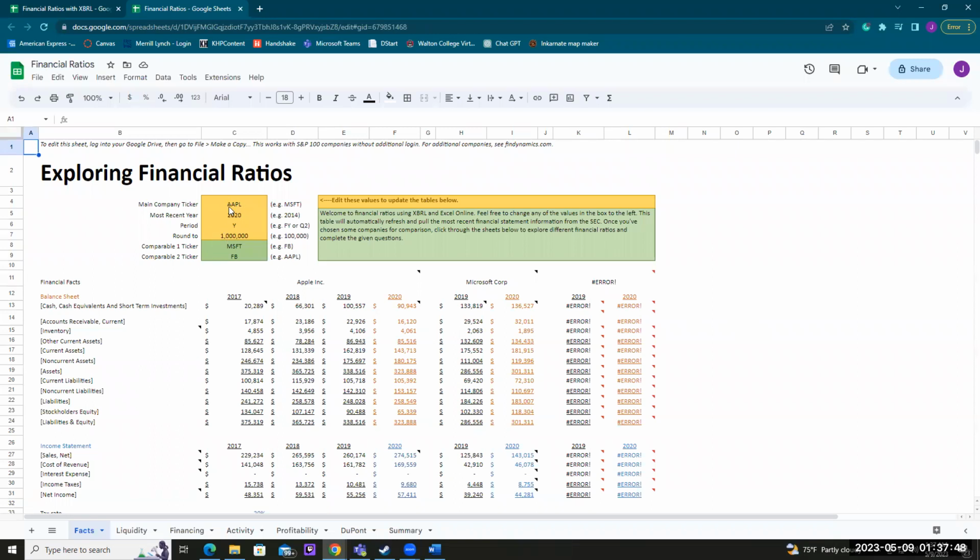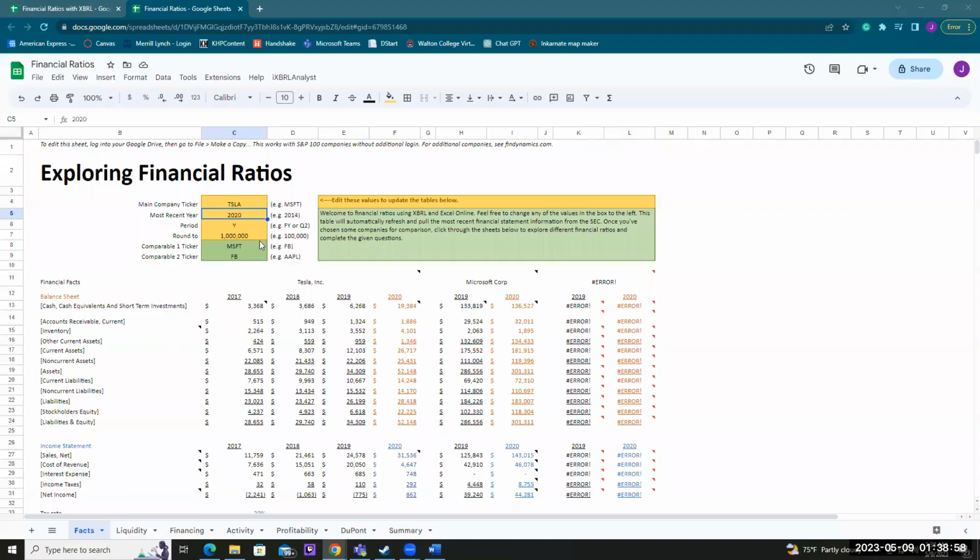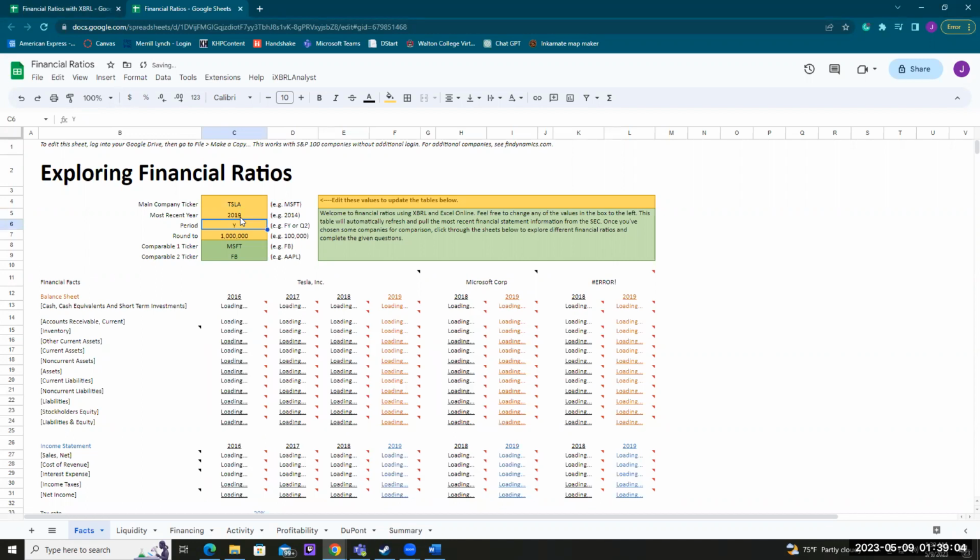And so first thing we're going to go ahead and do is change this to Tesla. And for our most recent year, we're going to go ahead and say 2019. This is going to be for FY, so financial year. We're going to leave that the same.